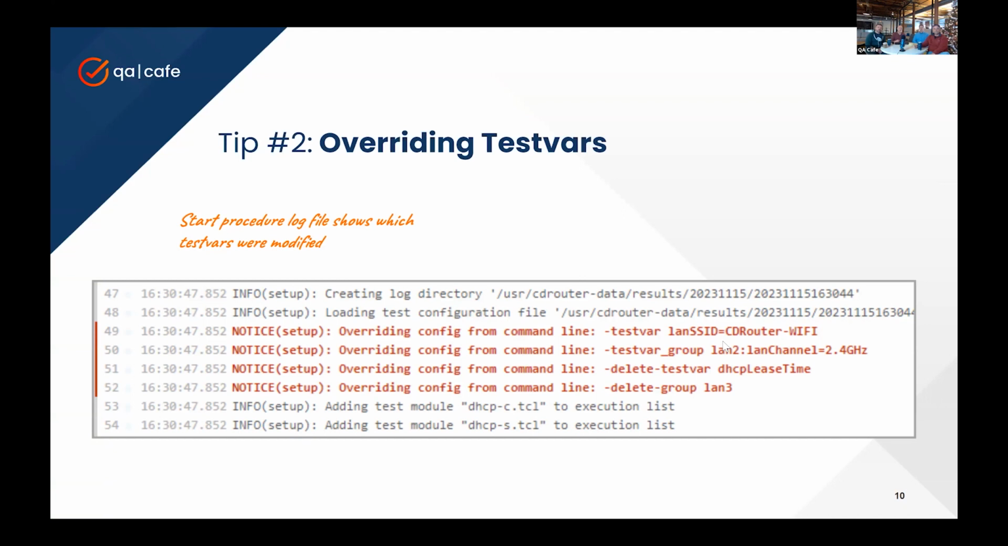When you run your test, it will show you any of the test vars that have been overridden. These will be in the start log. So you can see for any particular test run what's been changed in the config file. Yes, that's what those red lines are there, right? The notice appears in your test log. And when you rerun a test from the results page, those overridden test vars will still be retained.